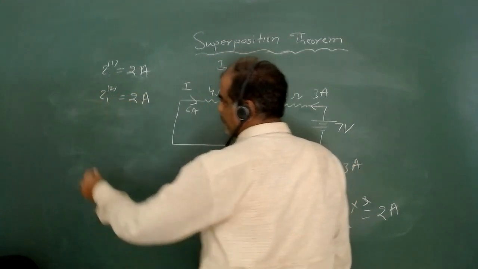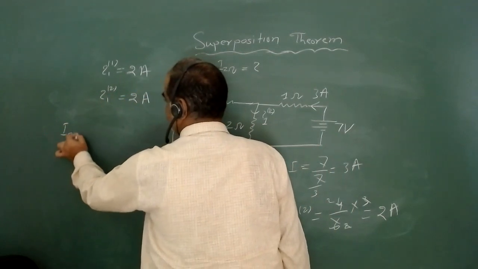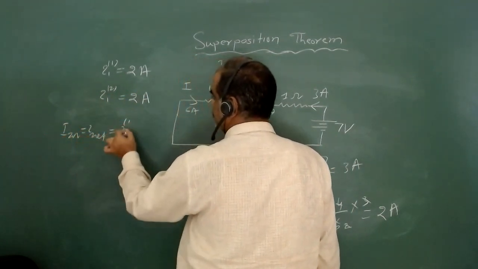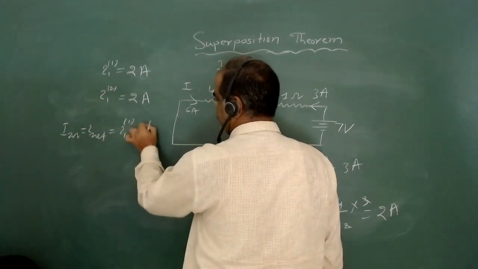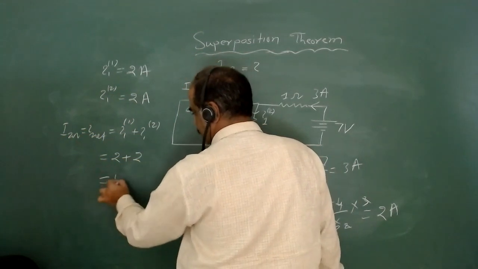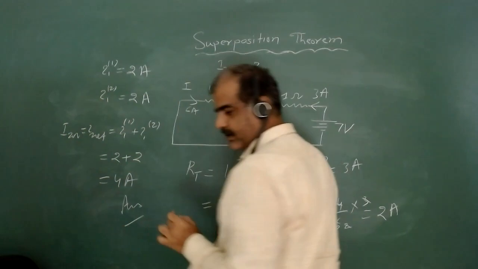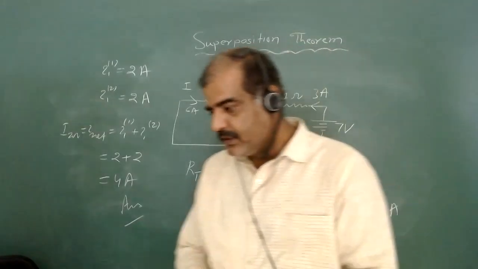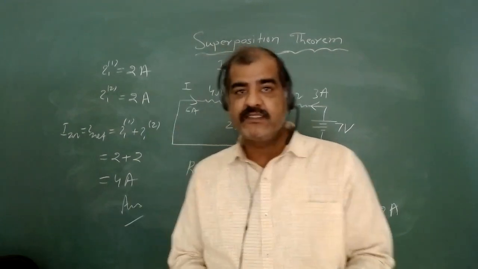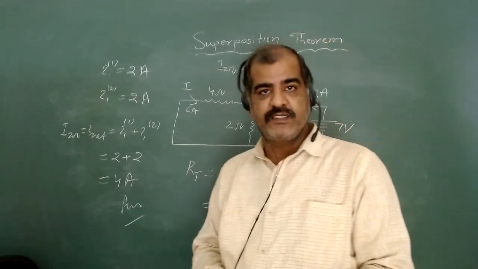So the net current, that means the current in the 2 ohm resistance, I 2 ohm or I net, is equal to I1 plus I1 in the second case, that will be 2 plus 2 equal to 4 ampere. This is my answer. In this way, the superposition theorem helps us analyze any circuit when multiple sources are present.